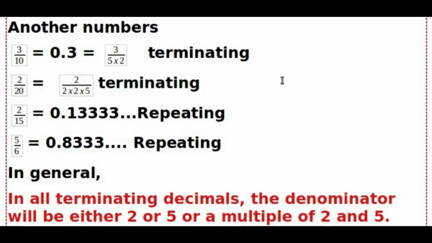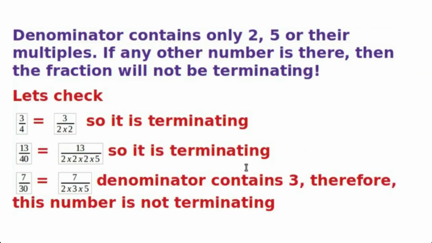In general, in all terminating decimals, the denominator will be either 2 or 5 or a multiple of 2 and 5. Only 2 and 5. The denominator contains only 2, 5 or their multiples. If any other number is there, then the fraction will not be terminating. We can check that, okay?